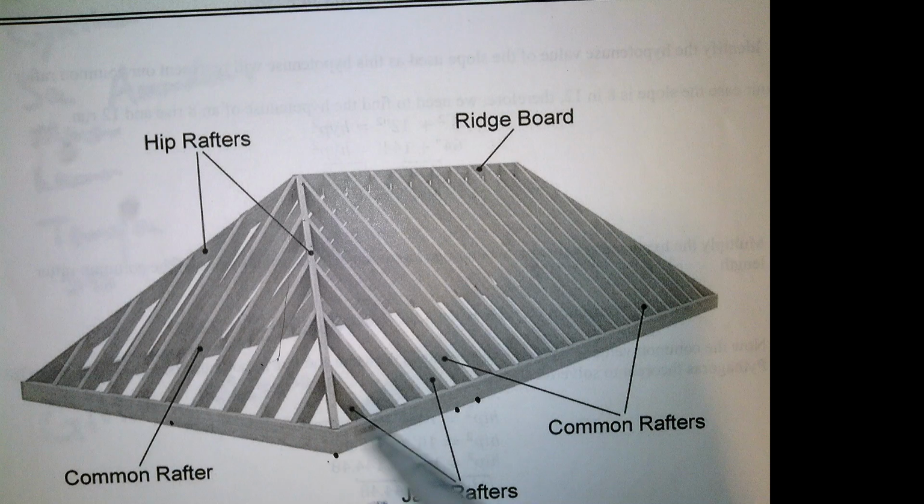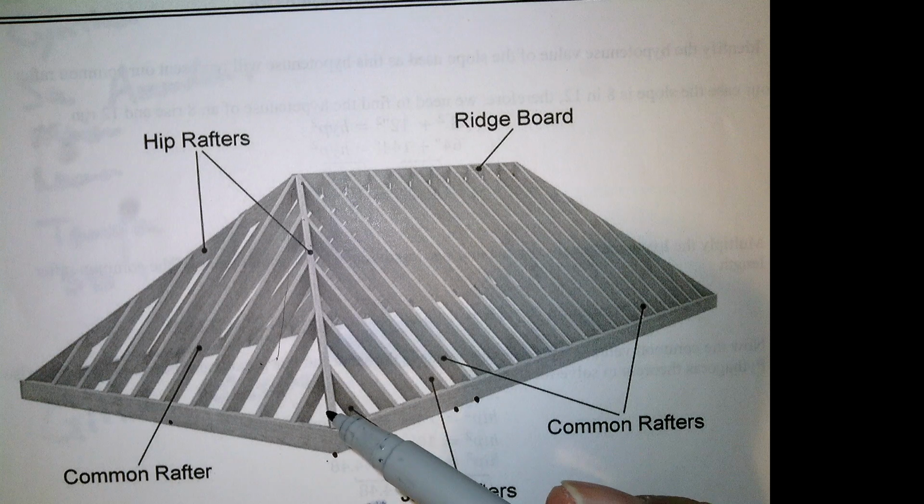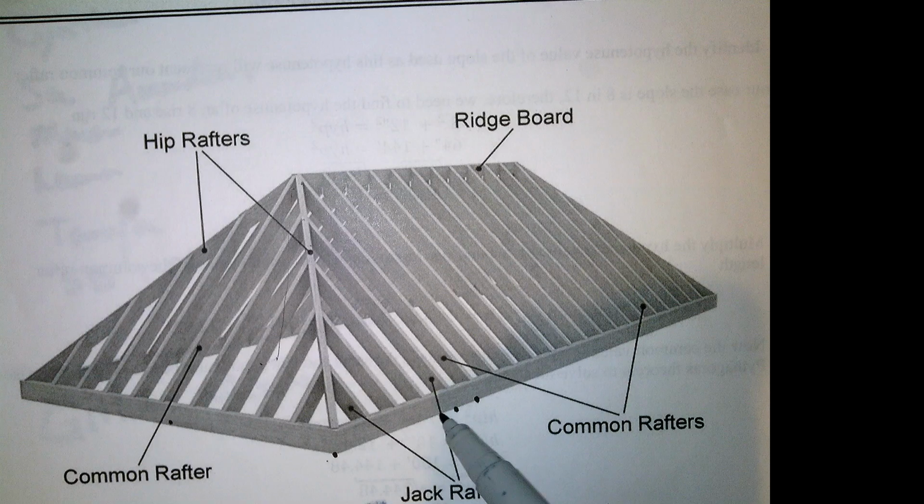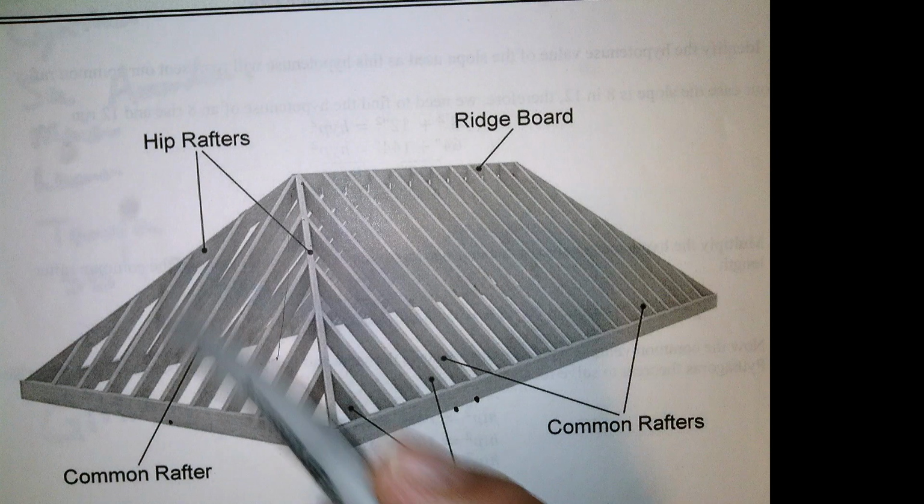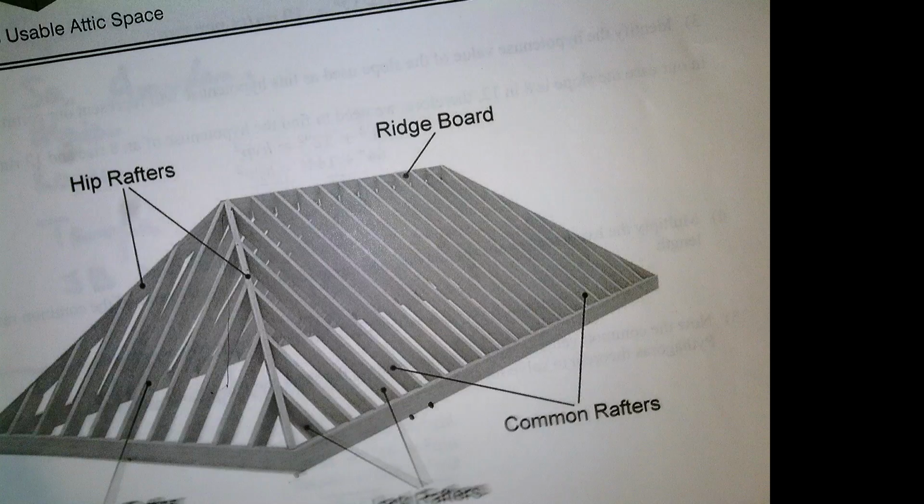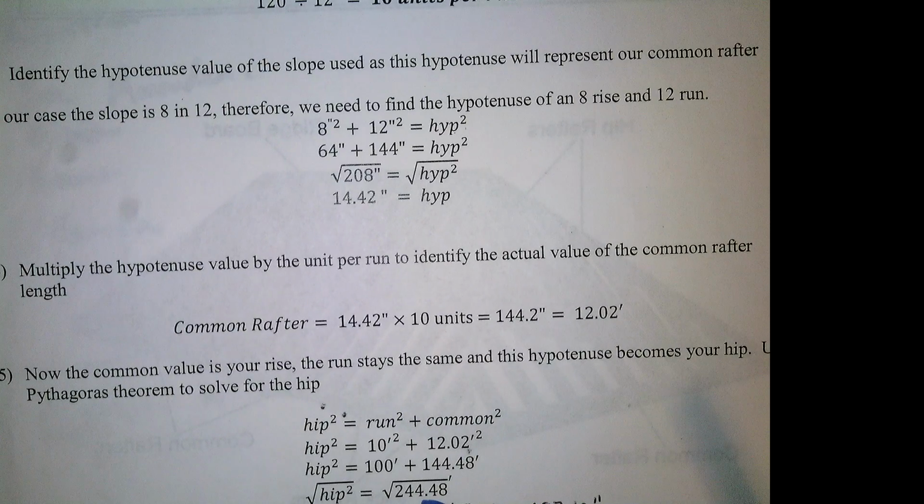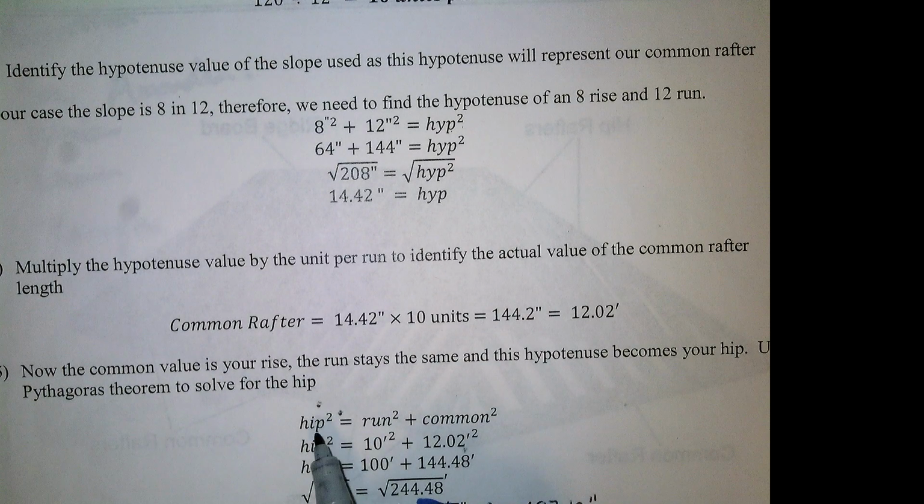All right, so this is forming a right angle triangle. Later on, to find the hip rafter, the first math skill is Pythagoras. We take the square of the run plus the square of the common rafter, because this is 90 degrees right here, and that's equal to the hypotenuse, which represents the hip rafter. If I flip to the other side, that's the formula right there: the hip rafter square is equal to the square of the run plus the square of the length of the common rafter.